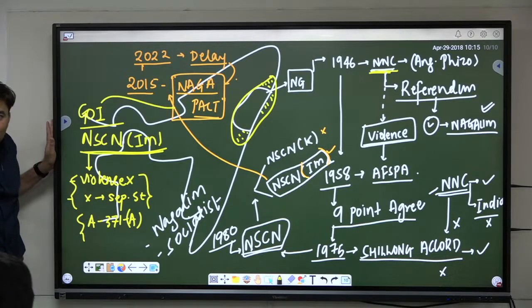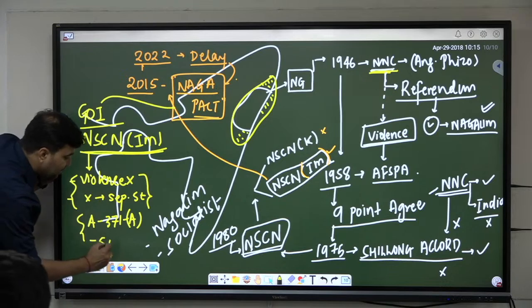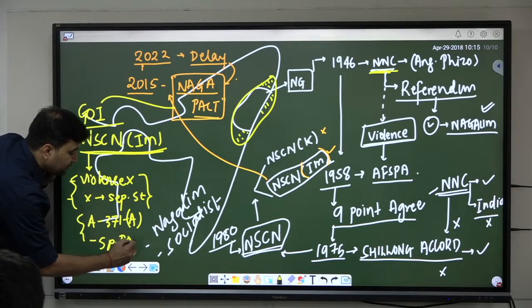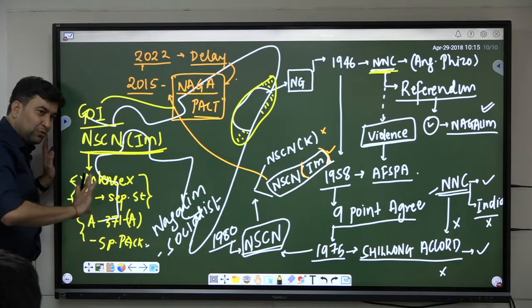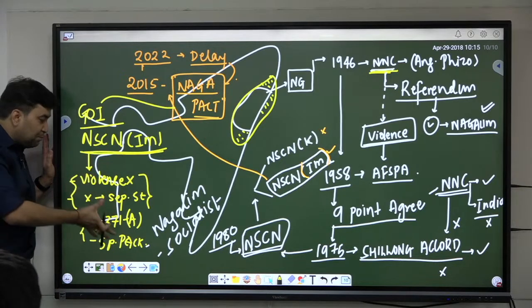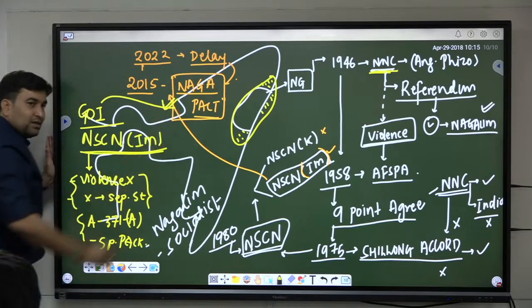Nagaland. So under this article, we will devolve more powers. Plus a special package for the development shall be given. But here you have to leave the demand of Nagaland. Everything else, rest assured, we will give. These are the provisions of this pact.